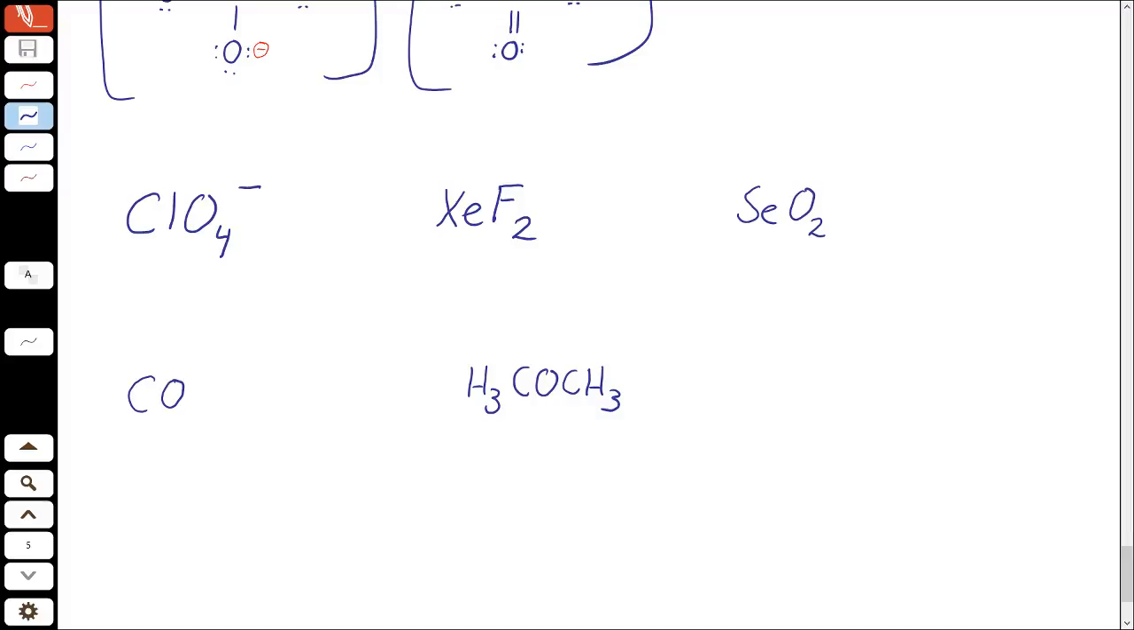Yeah, so the overall sum of all the formal charges has to be the same as whatever the overall charge of the molecule is. So in this case, CO is a neutral molecule. So that means if something's off, if we've got a -2 formal charge and a 0 formal charge. So let's check some different stuff.